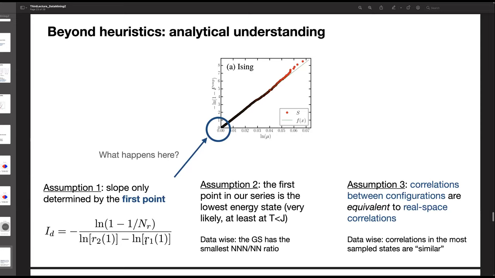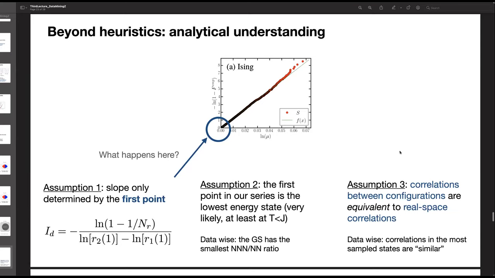R2,1 and R1,1 are nothing but the nearest neighbor and the next nearest neighbor distances corresponding to the smallest values of mu that we can have. This point of our line is not just a random state, it's not defined by a random state in the hyperspace. No, it is defined by a state which has the lowest energy. And this is a very reasonable assumption because first, it is very likely that we have sampled this state or a state very close to that, at whatever small density. And also, it is very reasonable that this state has the smallest ratio of next nearest neighbor and nearest neighbor, because excitations on top of the ground state, if they are local, also tend to have very low energy and they are similar to the ground state in configurations. So this second assumption is actually very reasonable.